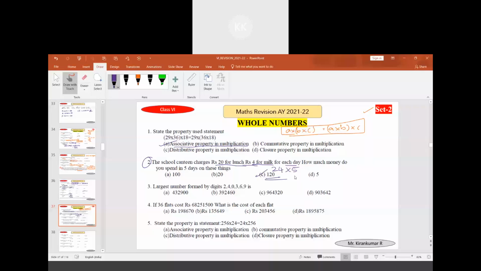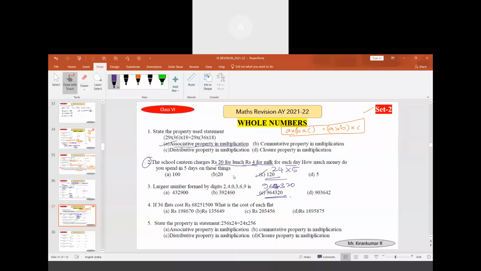The largest number formed by the digits 2, 4, 0, 3, 6, 9. 9 should be there. 6 should be there. 4, 3, 2. 64,320. Option C.